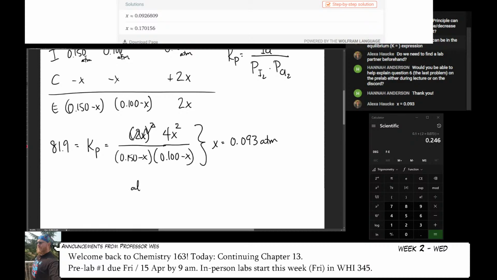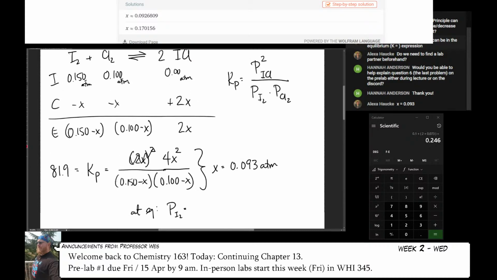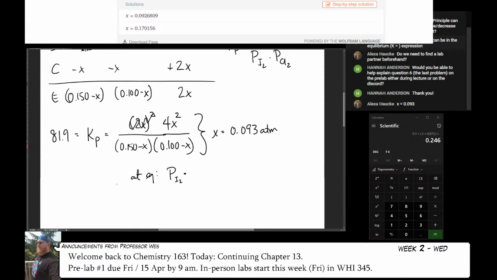So, at equilibrium, my pressure of I2 will be... Which one was I2? Is it the first one? Yeah, okay. So 0.15 minus that number. 0.150 minus 0.093. 0.057.